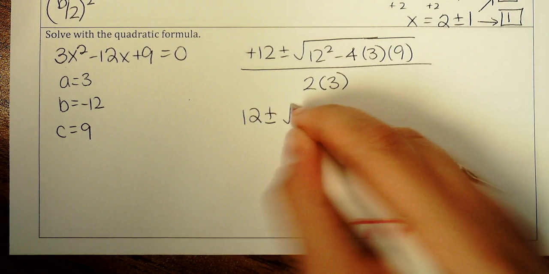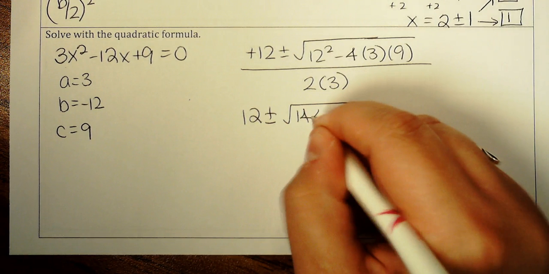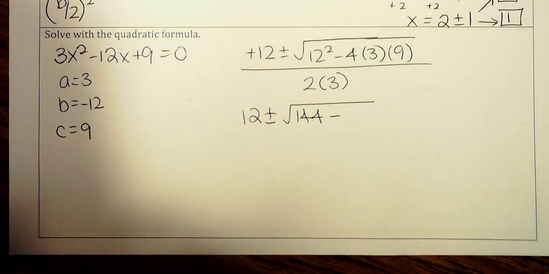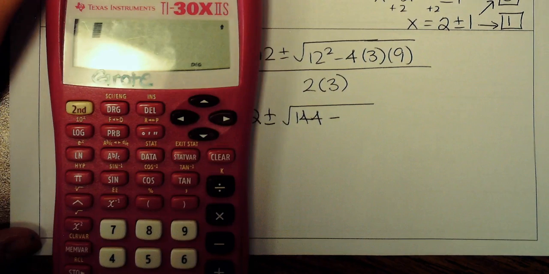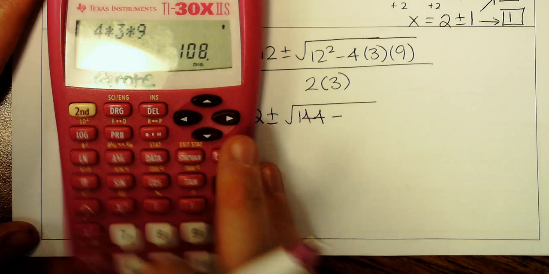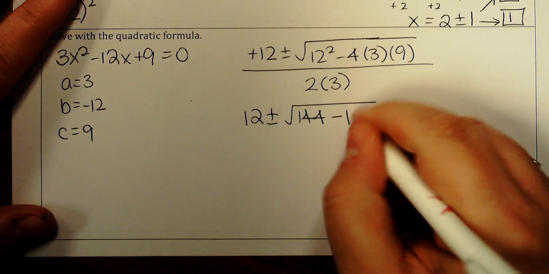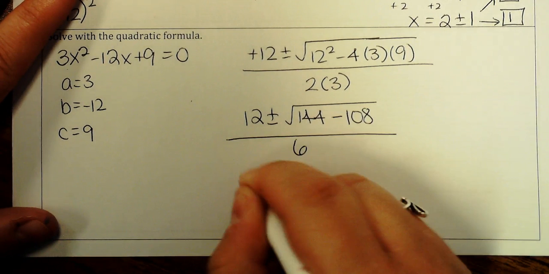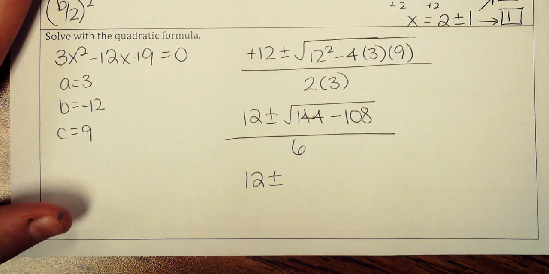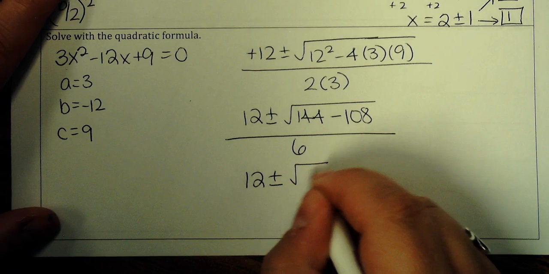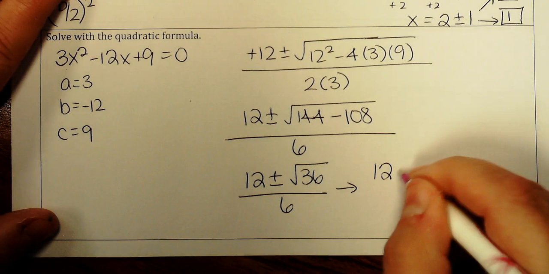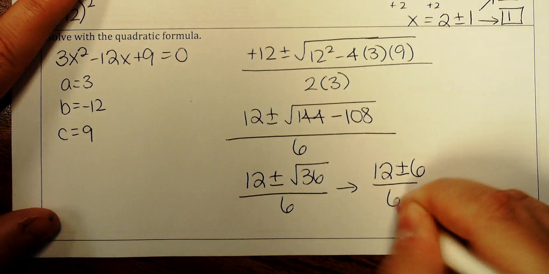12 plus or minus, this is going to be 144 minus, forgive me, I've got to grab a calculator here. So 4 times 3 times 9 is going to end up giving us 108. So 144 minus 108, everything over 6. And if I do 144 minus 108, that's actually just going to give us 36 under the square root. So here's what we've got going on, because that's a perfect square. Plus or minus 6 over 6.